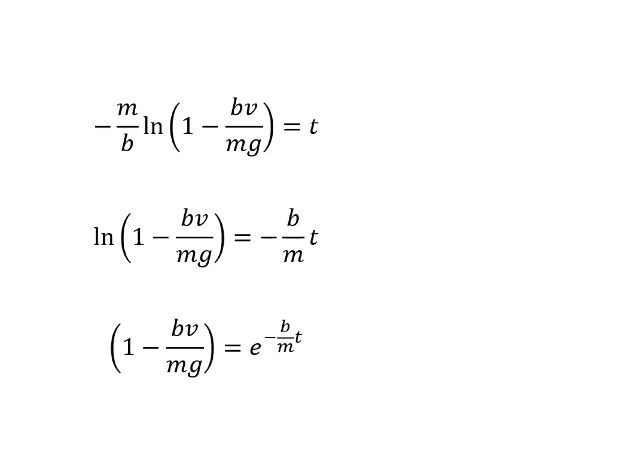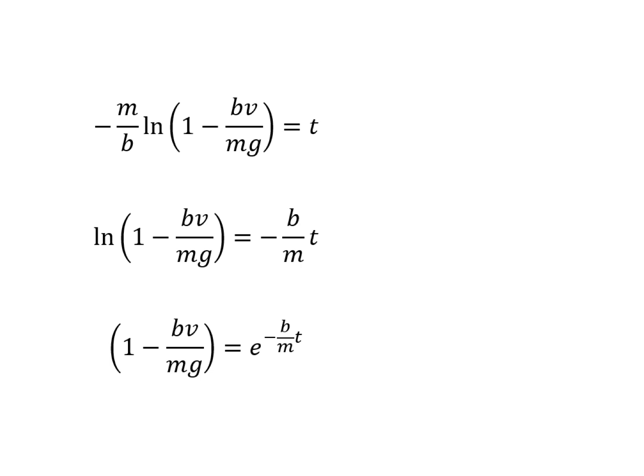So when I cancel those g's, this is what I end up with. I get minus m over b, natural log of 1 minus bv over mg is equal to t. And I want to solve this for v. So I've got to get rid of this natural log. So I'm going to move this minus m over b to the other side, and I've got the natural log of the stuff in the parentheses is equal to minus b over m t.